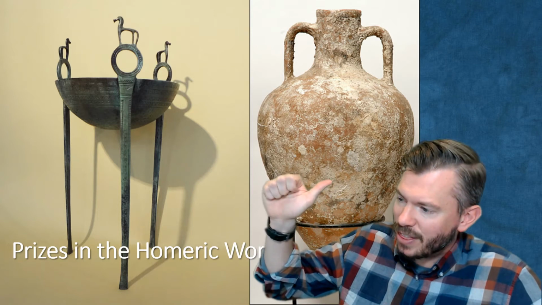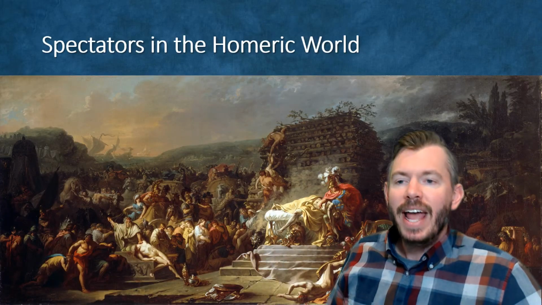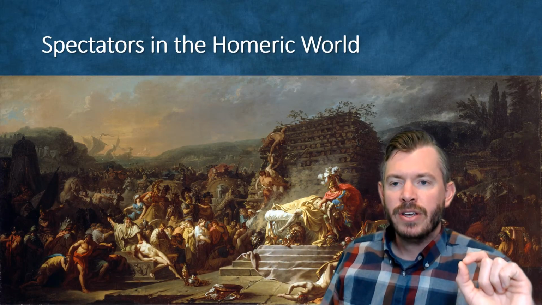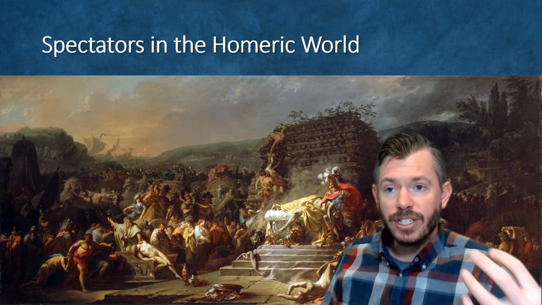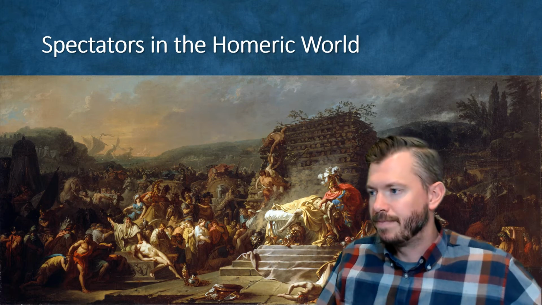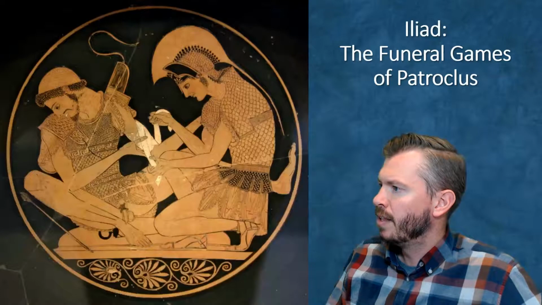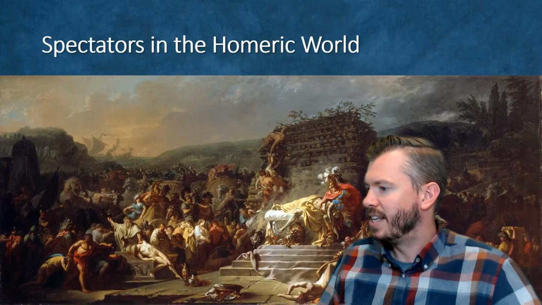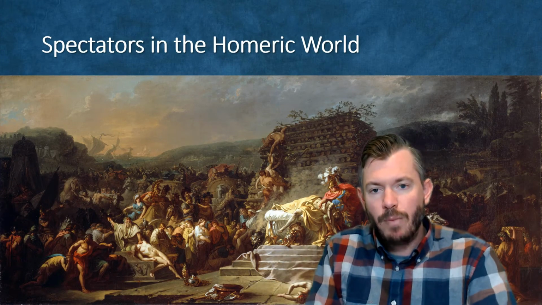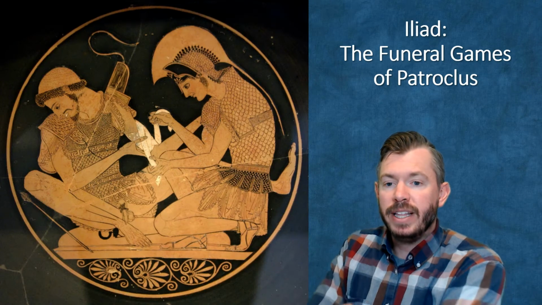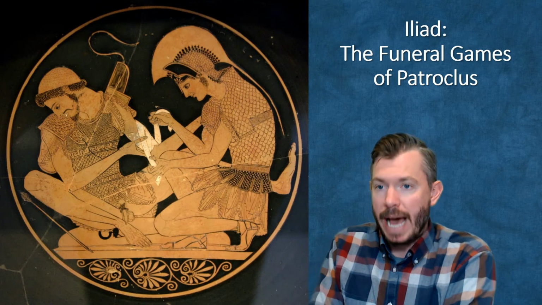So prizes, we get those for the first time. And where we see this most explicitly is in something known as the funeral games of Patroclus, right? So we see spectators here as well. There we go. I'm going to jump to that in a second. Yeah, so we get prizes for the first time. We get spectators for the first time. And where we see this most explicitly is in the funeral games of Patroclus.